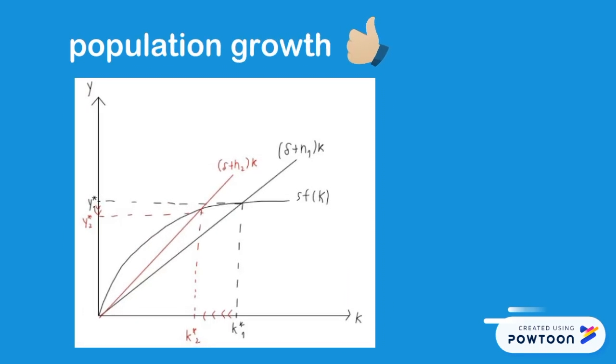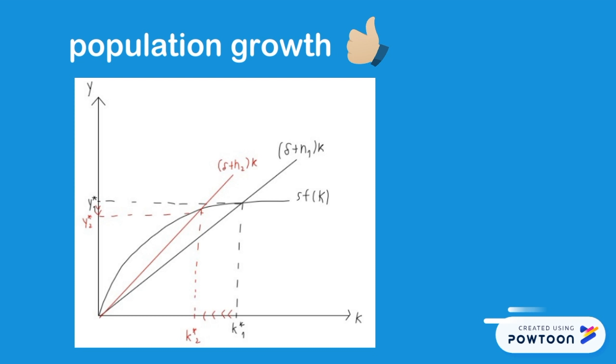In this case, to keep capital per worker constant, we need to invest not only to cover the depreciation of the existing capital stock, but also to equip each newborn worker with the same amount of capital stock that each of the old workers has. Since we add population growth to the model, the break-even investment changes from delta K to (delta plus n)K.